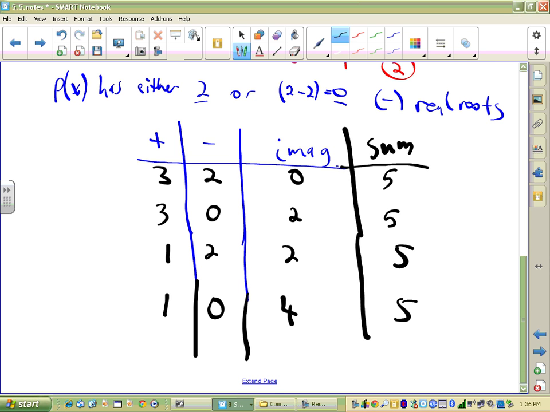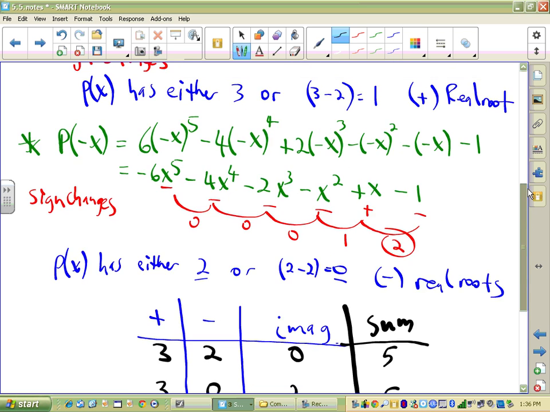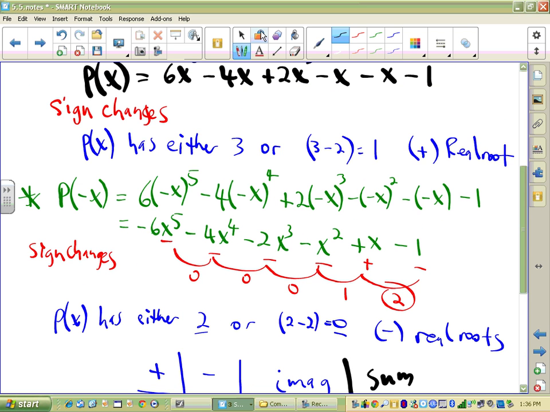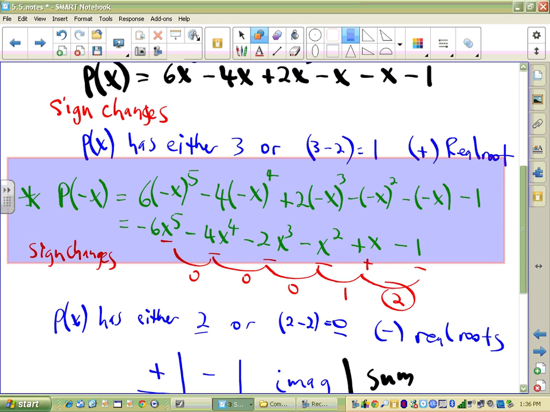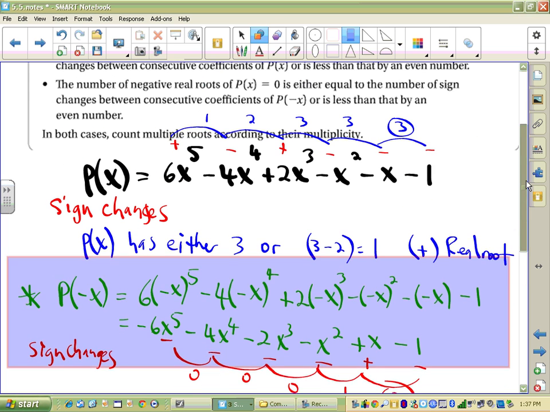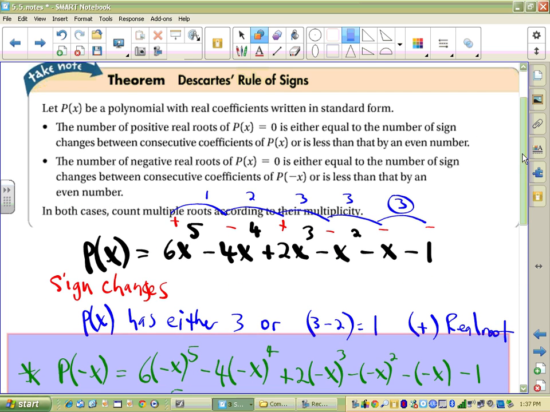That is called Descartes' rule of signs. Again, the trickiest part about that is right here. This is where people don't like this. They don't want to find p of negative x and look at the sign changes there. You do have to simplify that. If you don't, you're not doing this particular rule any justice. Okay, that's the way it works.